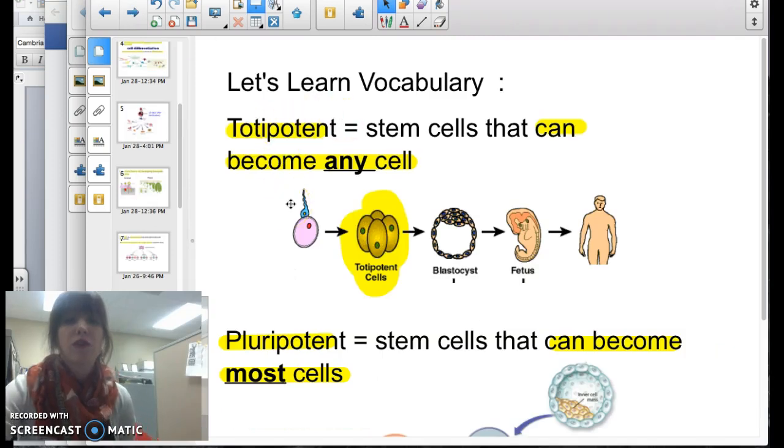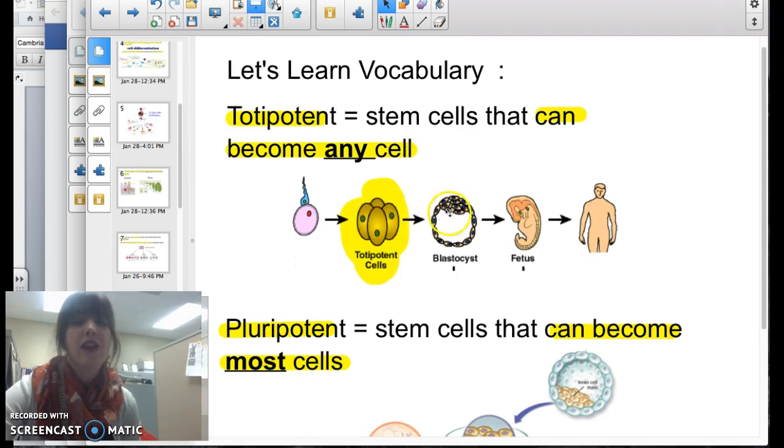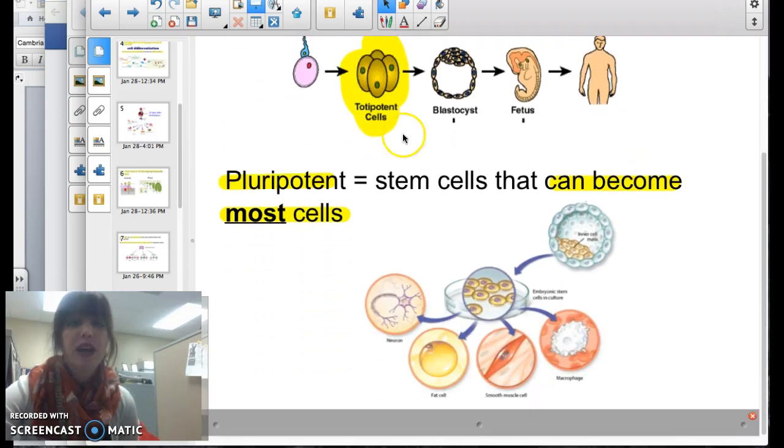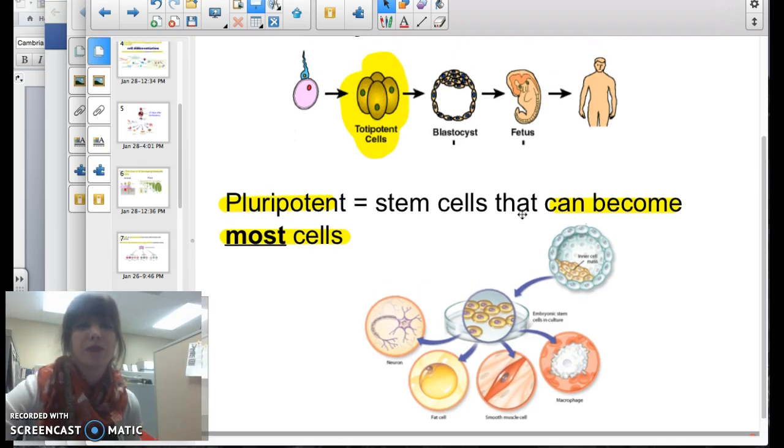So there's some important vocabulary to understand when learning about stem cells. The first type of stem cell is called a totipotent stem cell, and totipotent means that it can become almost any cell. Totipotent cells have a large capacity to differentiate into almost any type of cell in the organism's body. Now pluripotent is similar to totipotent, but these cells have some limitations on what types of cells they can become.